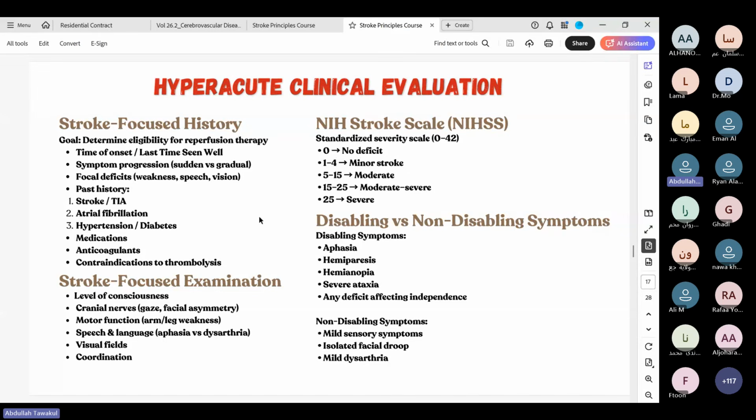In each case, if you believe that the patient is having symptoms, and these symptoms are within 24 hours, you should immediately activate the stroke code. You guys agree?